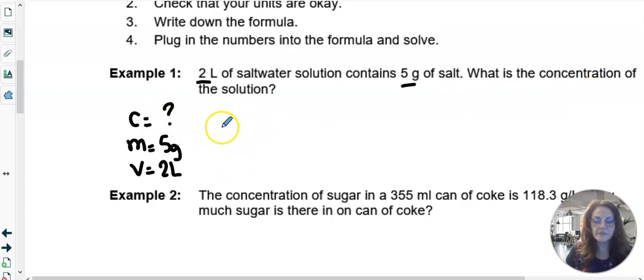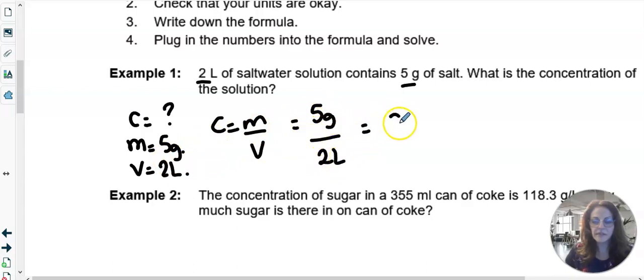I don't know. I'm going to write my formula. I'm going to check my units, grams and liters, and that we're good. We don't have to convert anything. You replace your letters with your numbers, 5 grams divided by 2 liters, and that would be 2.5 grams per liter. That's what we had done before.